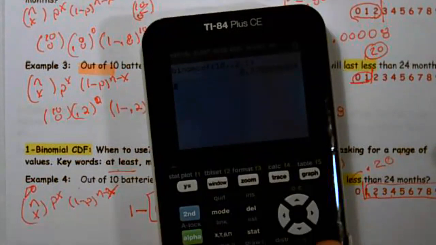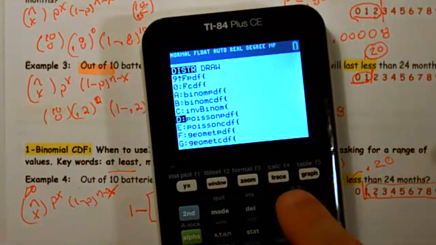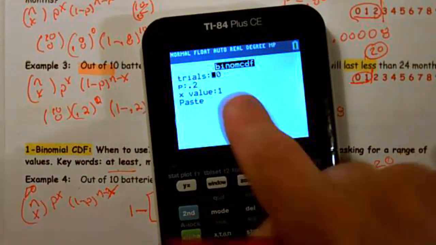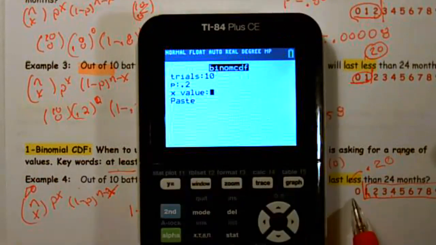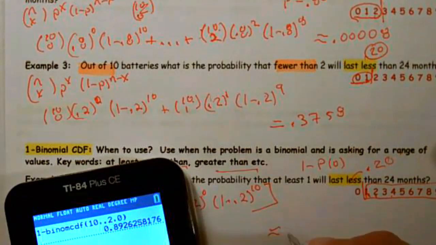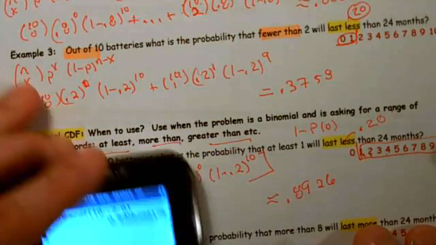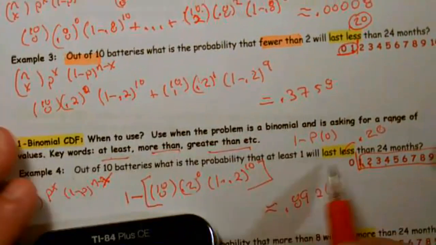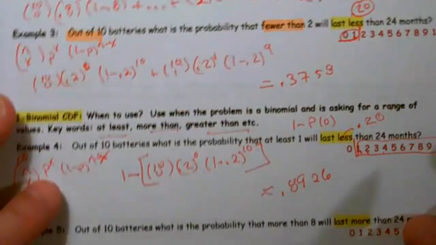So this is a binomial CDF. So 1 minus, second vars, binomial CDF, 10 trials, probability is 0.2. X value, in this case, the highest one below the line is 0. And when we do that, we end up getting a value of about 0.8926. So about 89% is the probability that at least 1 will last less. All right, the probability of at least 1 is this.